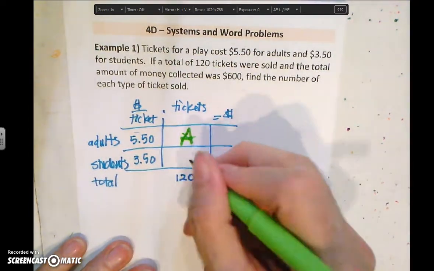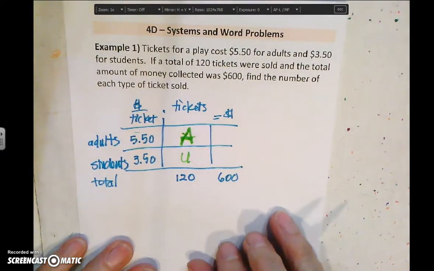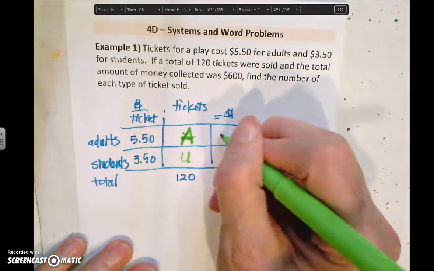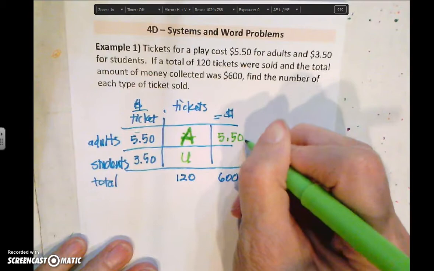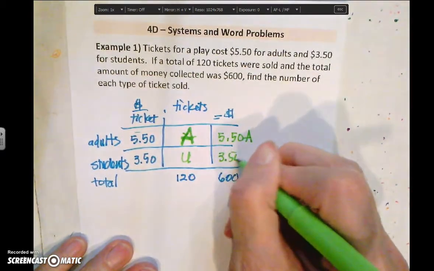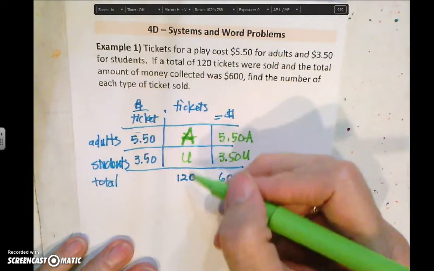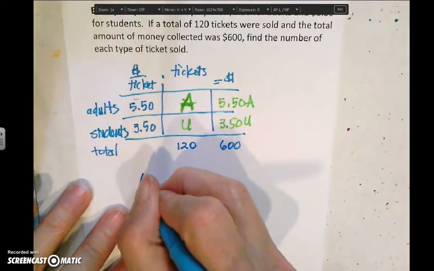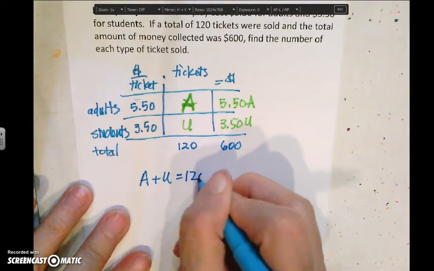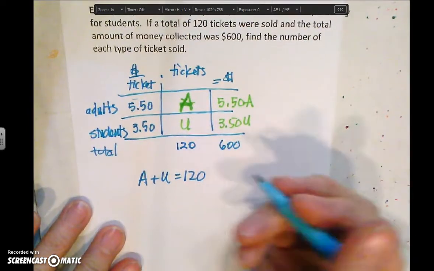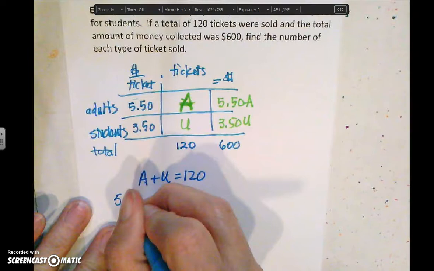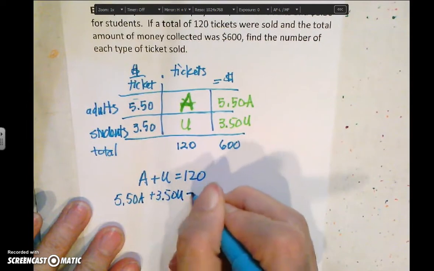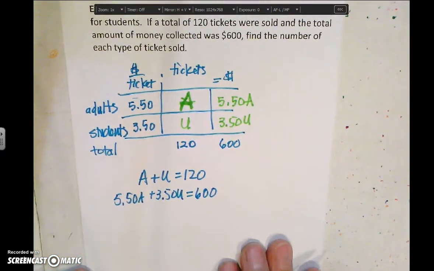And then for student tickets, maybe we'll make that a U for students. Don't want to use an S because it looks like a 5. Then remember that we multiply the first two columns and put the answer over here. So 5.50 A and 3.50 U. And you can see our addition is going to be right here. So our two equations are going to be that A plus U is equal to 120. And we also have that 5.50 A plus 3.50 U is equal to 600.